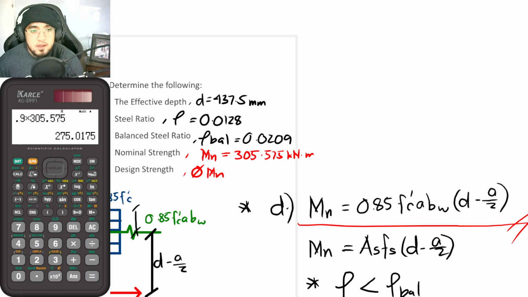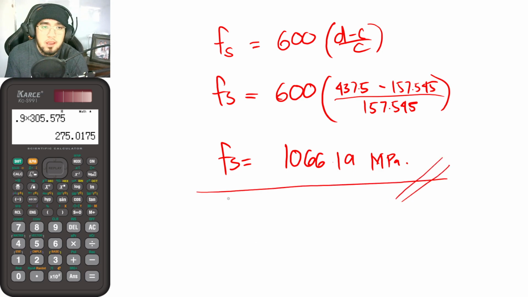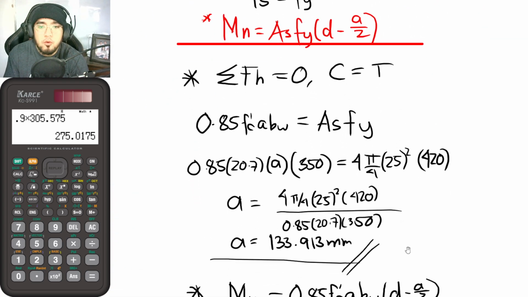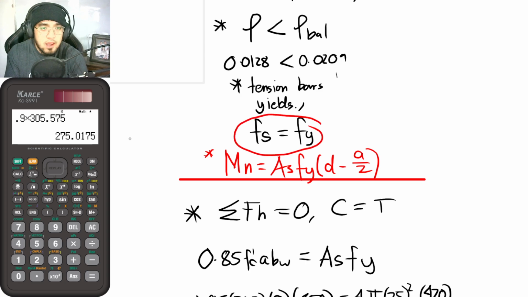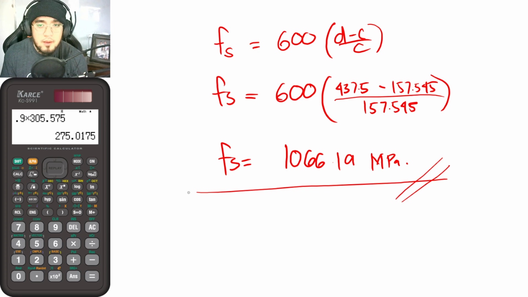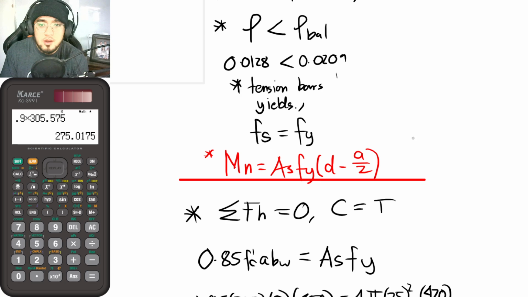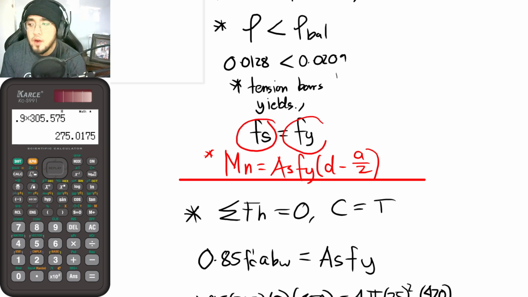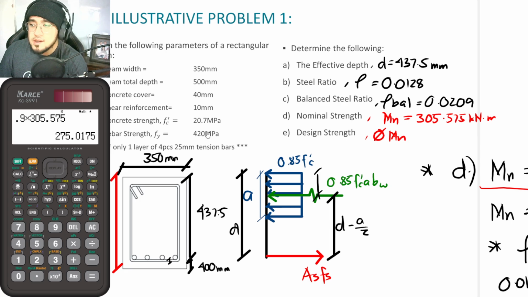Okay, so if this is confusing to you, if you have solved for Fs equal to 1066.19, why is it the case that in our computation for the moment, we used Fs equal to Fy? Okay, so the thing is, guys, in our analysis, we cannot go beyond Fy, because if we reach Fy, it means that it would now yield. So it cannot go beyond Fy.